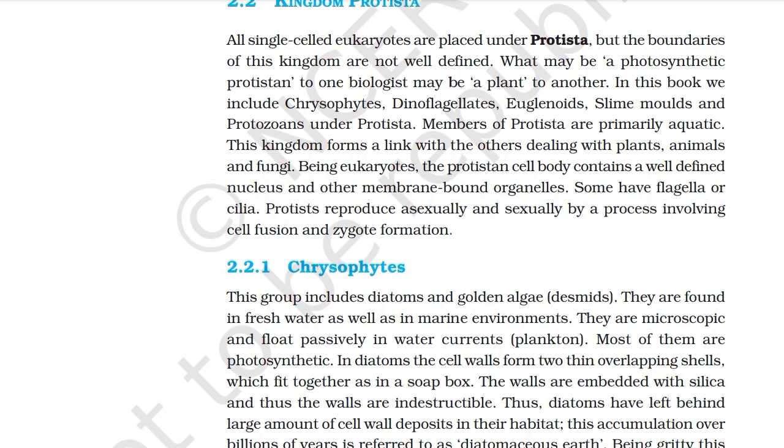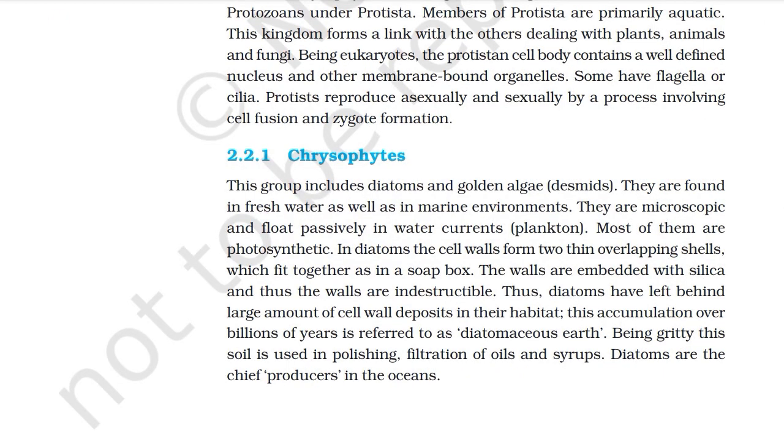Being eukaryotes, the protistan cell body contains a well-defined nucleus and other membrane-bound organelles. Some have flagella or cilia. Protists reproduce asexually and sexually by a process involving cell fusion and zygote formation. Chrysophytes. This group includes diatoms, golden algae, and desmids. They are found in fresh water as well as in marine environments. They are microscopic and float passively in water currents, as plankton. Most of them are photosynthetic.